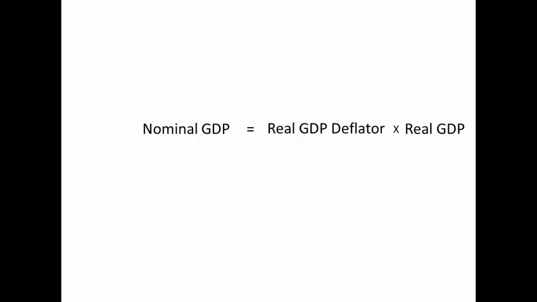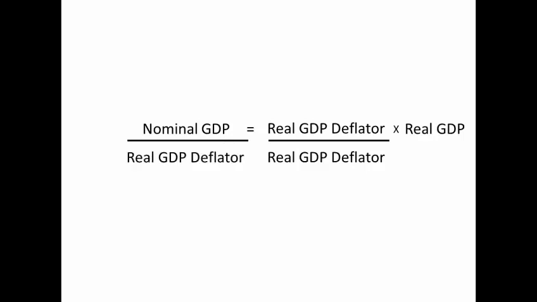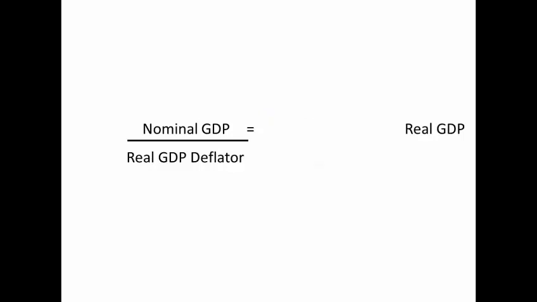To figure the real GDP, we're going to divide both sides by the real GDP deflator. So we'll divide the right side by the real GDP deflator, and then we'll divide the left side by the real GDP deflator. And as you can tell on the right side, the real GDP deflator is eliminated because that's 1. And so the real GDP is equal to the nominal GDP divided by the real GDP deflator.